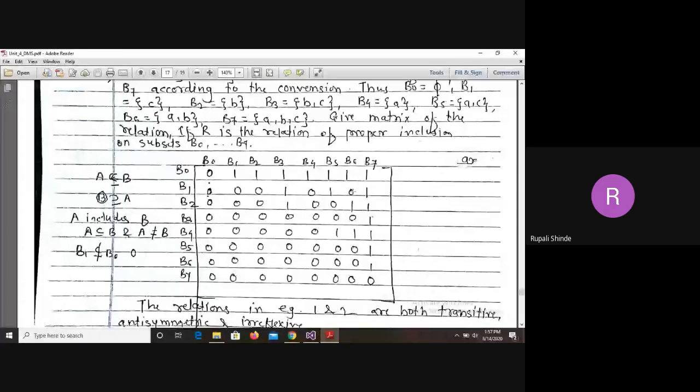And next one B1, B7. So B1 is set C and B7 is set A, B, C. So again B1 is a subset of B7 and B1 is not equal to B7. So we have to mark this one as 1.